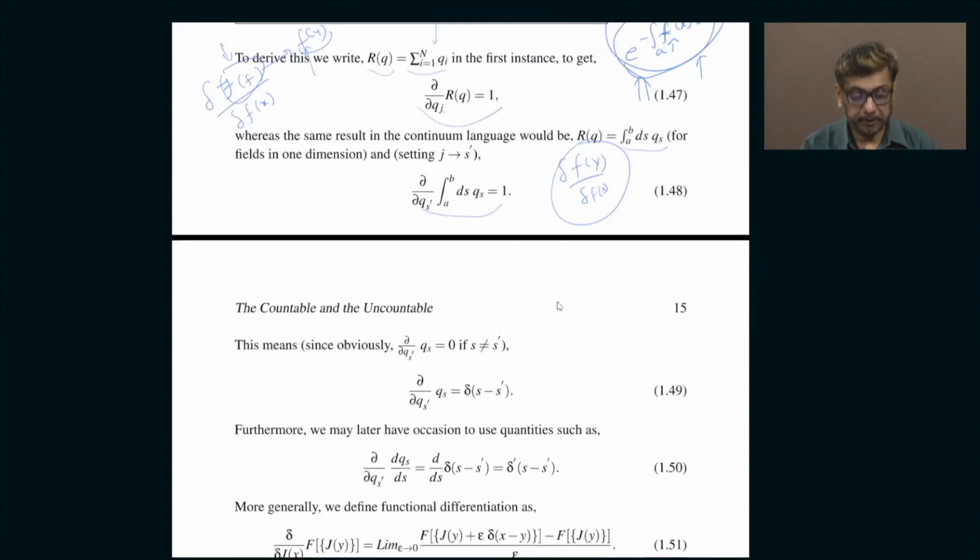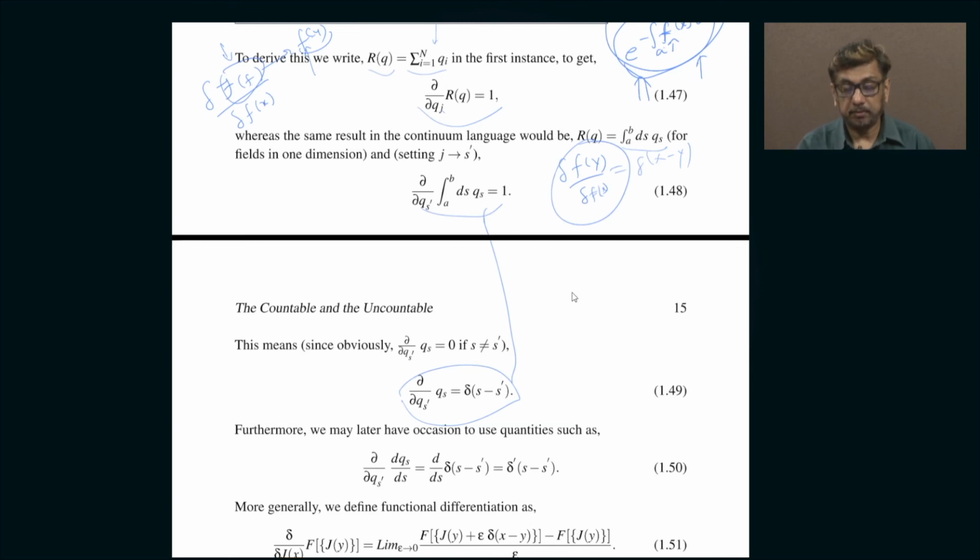So if this is what we expect, then it is clear that making this sort of a statement immediately recovers this sort of result. In other words, if you postulate that ds by dq of s prime is the Dirac delta function, then this is an identity already. Okay, so this is how you would make sense out of a derivative like this.